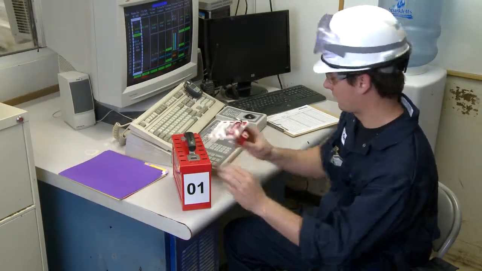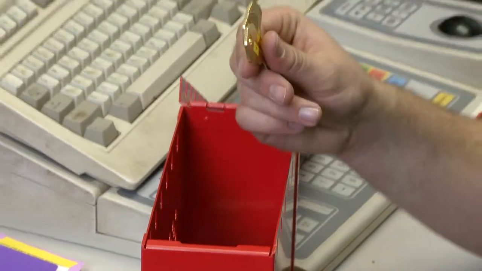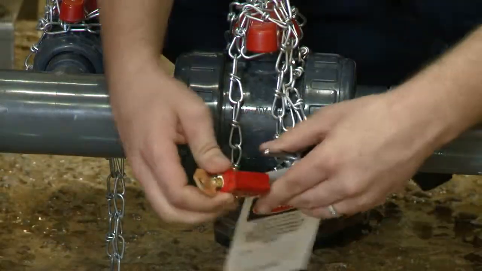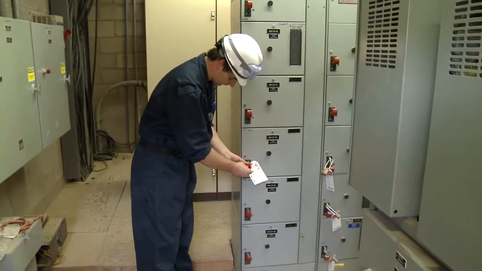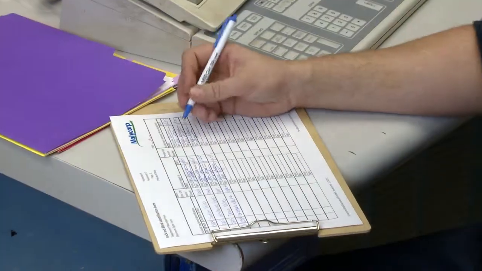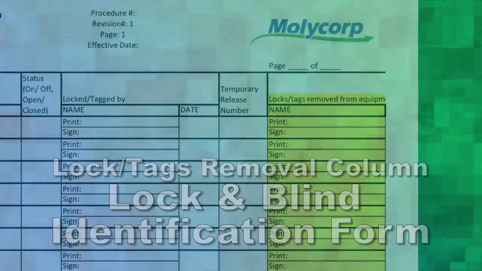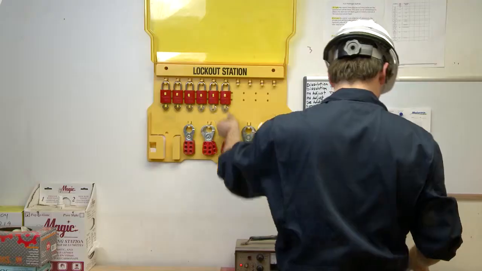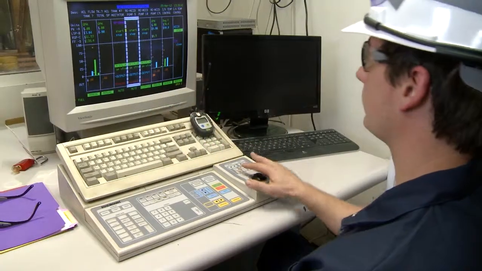The process representative is now free to unlock the lockbox, retrieve the keys to the valve locking devices and the motor control center breaker lock, and unlock all locked valves and the breaker. The final step is for the process representative to complete the log and tag removal column on the LOTO log and blind identification form. Erase the information on the tags and place the locks and tags back into the lockout station. The equipment can now be put back into operation.